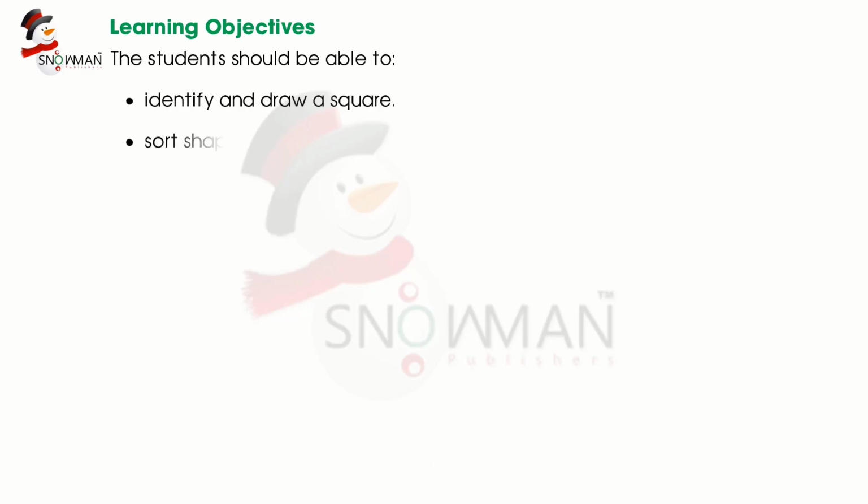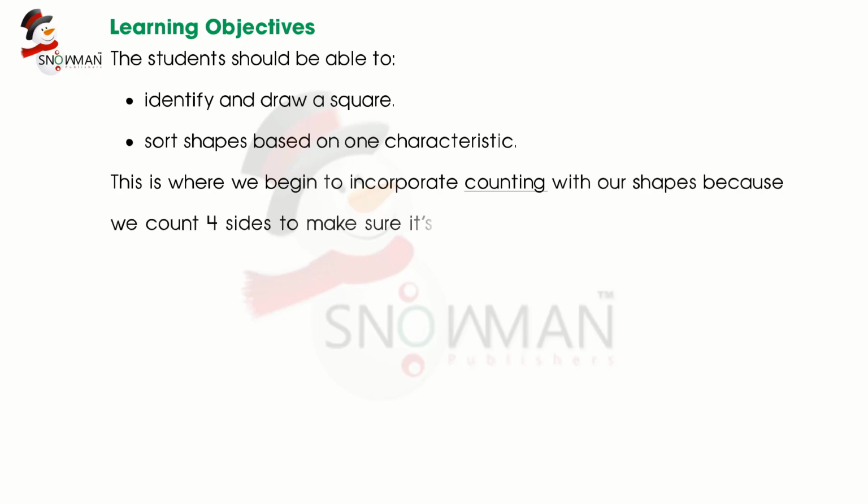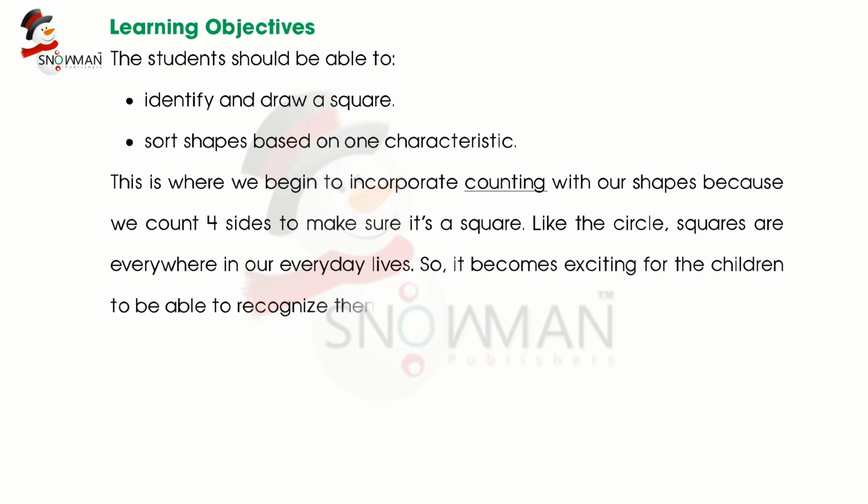Learning objectives. Students should be able to identify and draw a square, and sort shapes based on one characteristic. This is where we begin to incorporate counting with our shapes, because we count 4 sides to make sure it's a square. Like a circle, a square is everywhere in our daily lives, so it becomes exciting for the children to be able to recognize them.